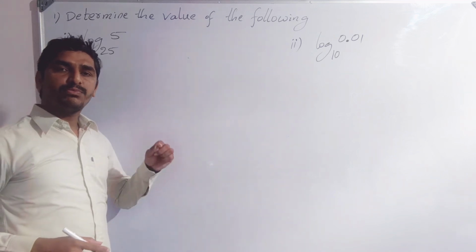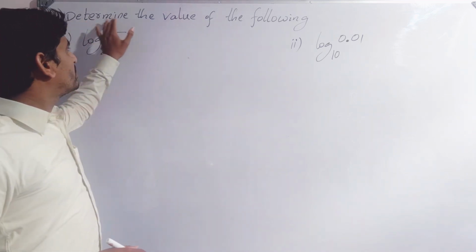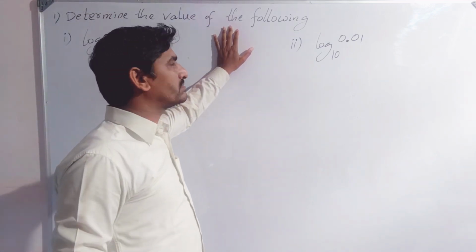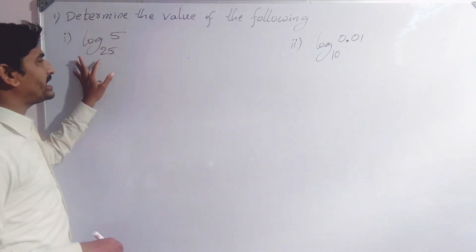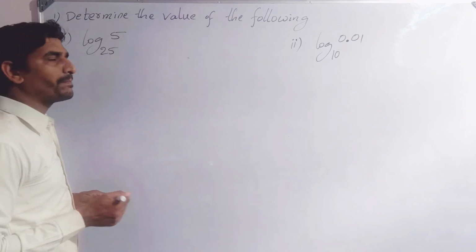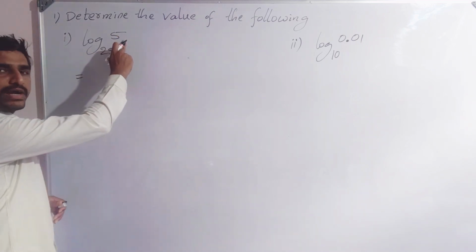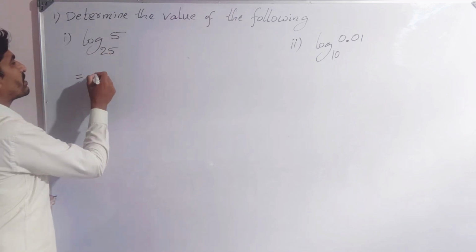Now exercise 1.5. First question. Determine the value of the following. Log 5 to the base 25 is the first one. Logarithm of 5 to the base 25.